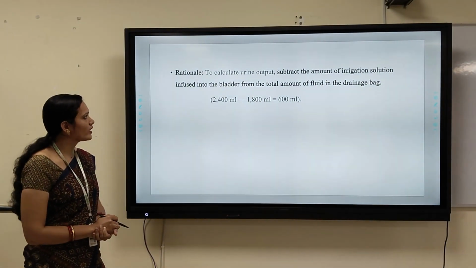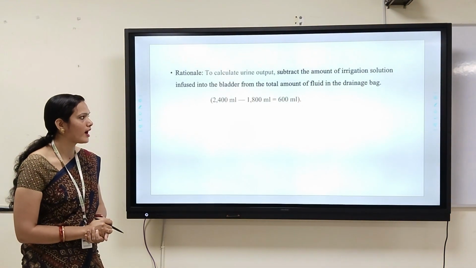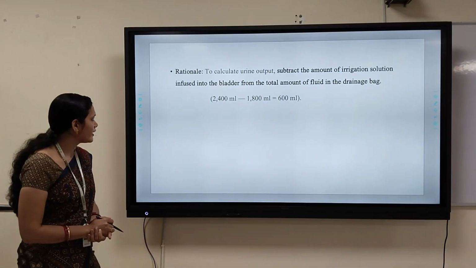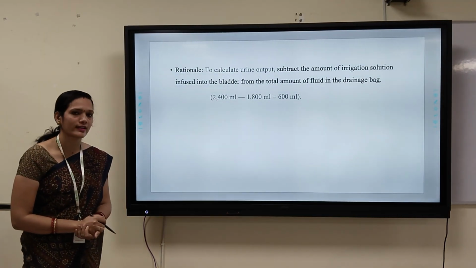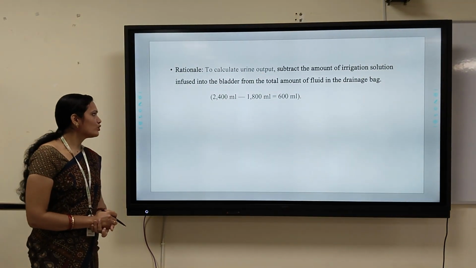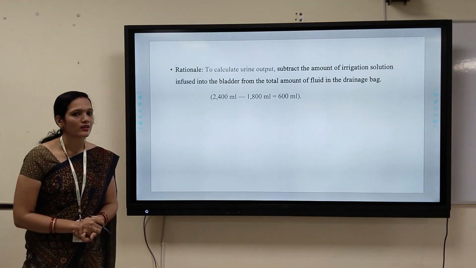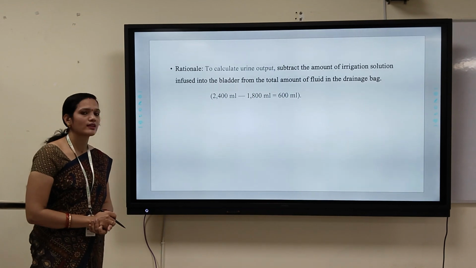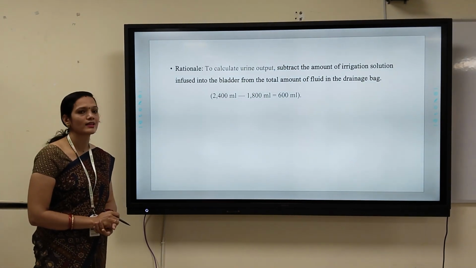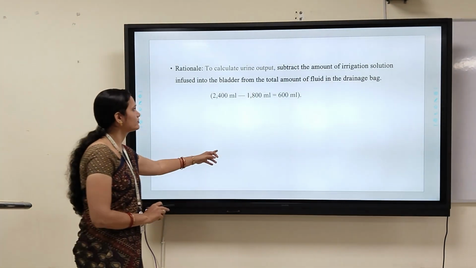Same thing here, we have to calculate the amount of urine. To calculate the urine output, we have to subtract the amount of irrigation solution infused into the bladder from the total amount of fluid in the drainage bag. That is 2400 ml minus 1800 ml, which is equal to 600 ml. So our answer is 600 ml.